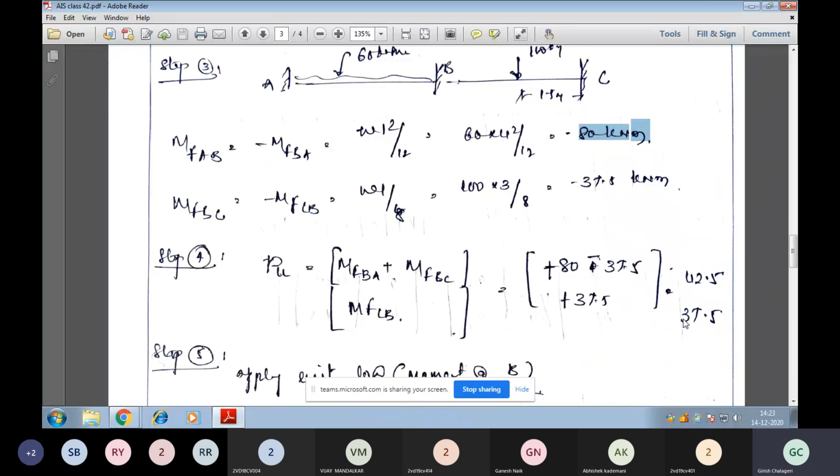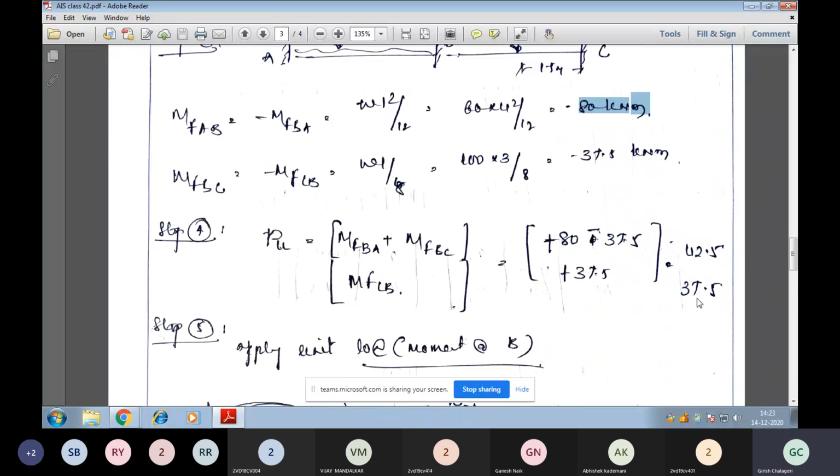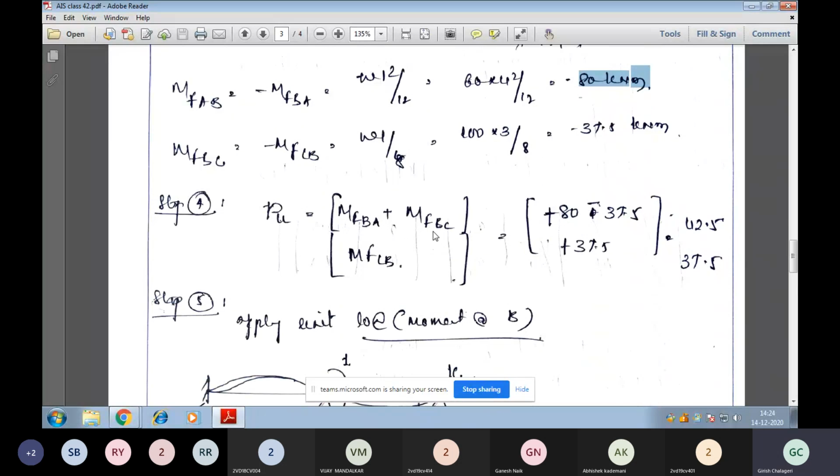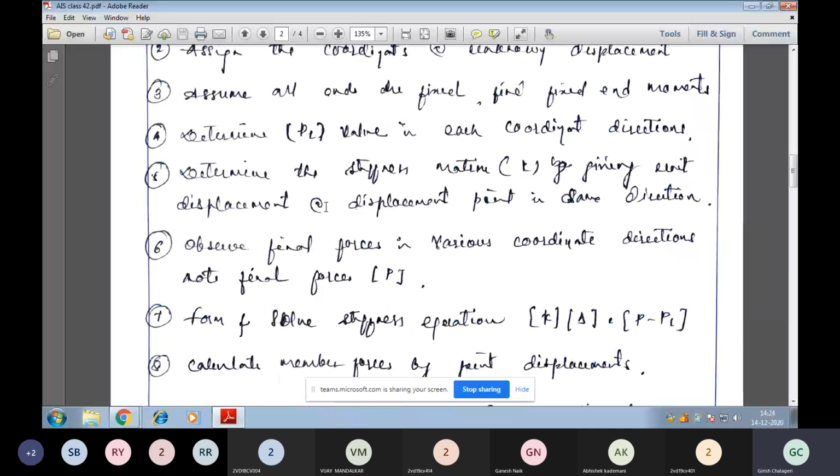Total value we get for PL will be 42.5 and 37.5. 42.5 is the value at B joint and 37.5 is the value at C point. These are nothing but the moments we are adding at individual joints. That is the PL value directly. After finding the fixed moments, we are finding the total moments acting at the individual joints. We are just adding them. So we get 42.5 as the added moment at B joint and 37.5 as the added moment at C joint. This completes the fourth step, that is the determination of PL.